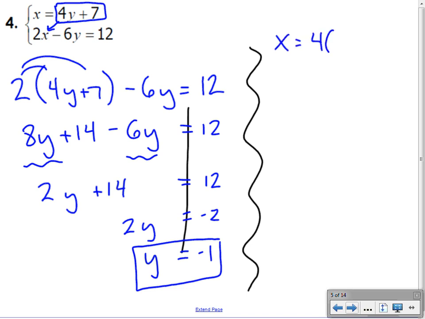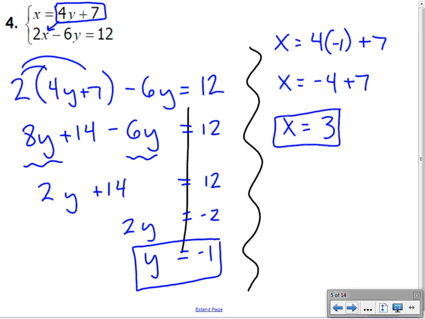X is equal to 4 times y, which we just found was negative 1. And then we add 7. So we would get negative 4 plus 7, which we know is positive 3. Now, just because we solve for y first doesn't mean that goes first in our ordered pair. Ordered pairs always have the x value followed by the y value. And that's our solution.